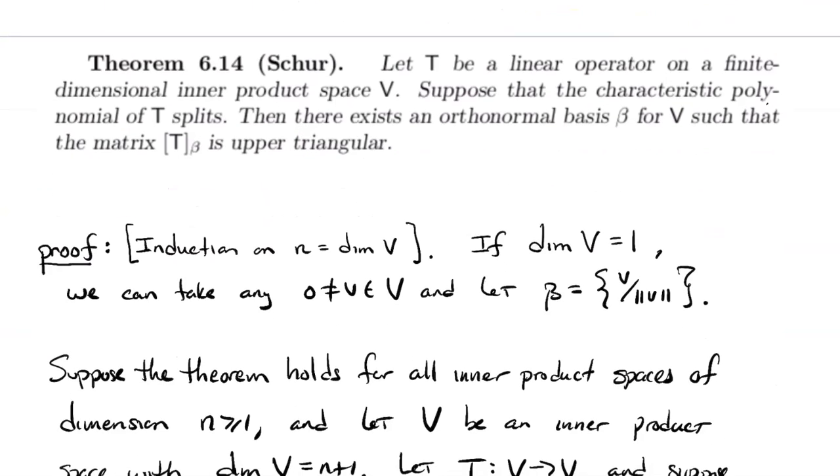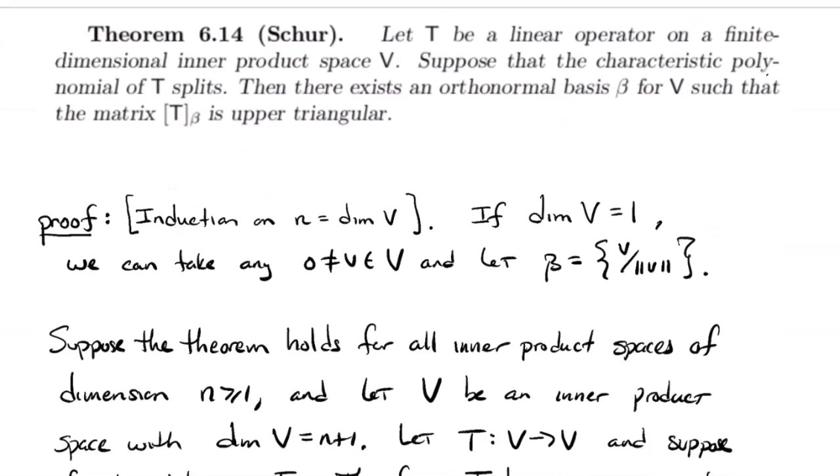so here's the main theorem, Schur's theorem, theorem 6.14. So what does it say? It says we have a linear operator T on a finite dimensional inner product space, and we're going to suppose that the characteristic polynomial splits. That is, that the characteristic polynomial for T factors completely into linear factors over our scalar field F. Okay, and then what is the conclusion? That there's an orthonormal basis beta for V such that the matrix for T is upper triangular.